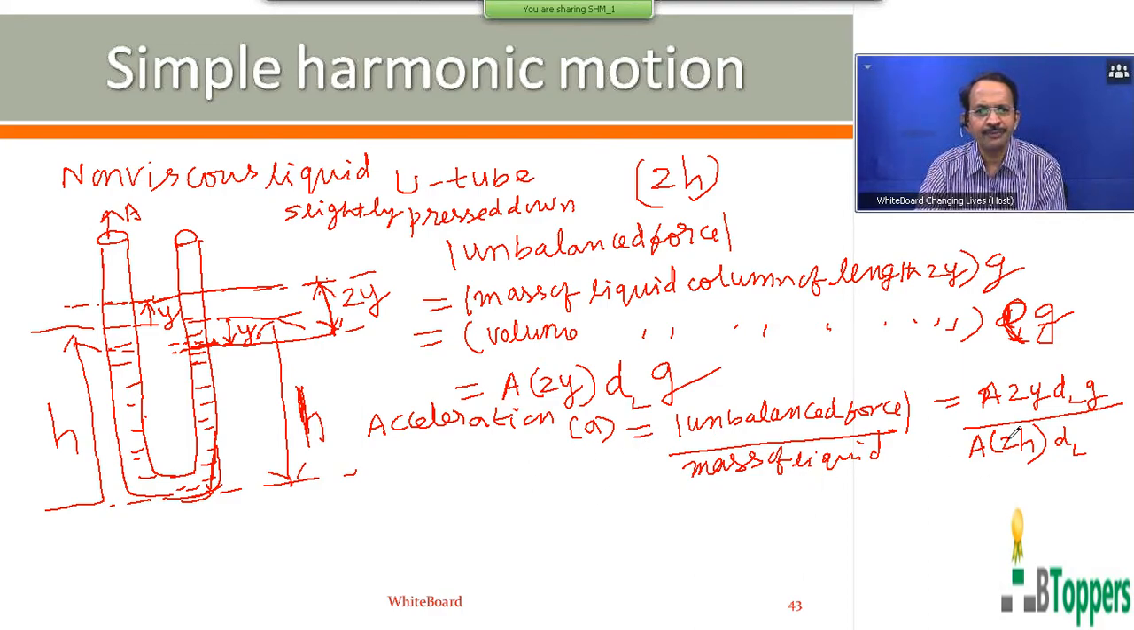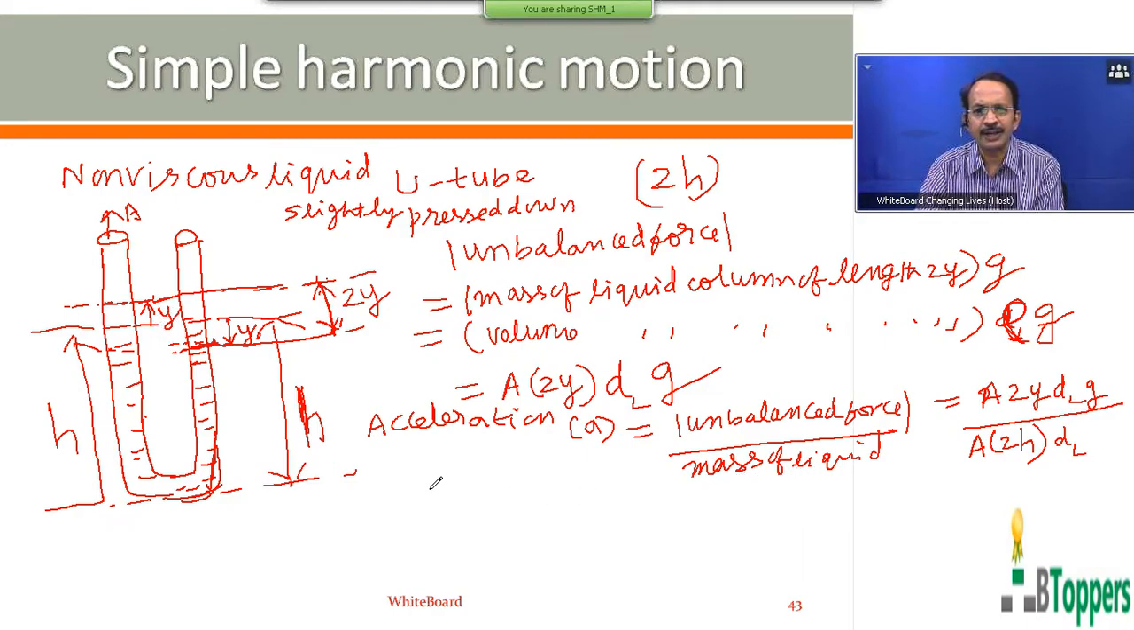So the magnitude of the acceleration: from this, A gets cancelled, dl gets cancelled, and you get y g by h. For the liquid particles in the left limb, the displacement from equilibrium position is in the upward direction, but acceleration will be directed downwards because the weight of the liquid column of length 2y acts downwards. That means the acceleration will be opposite to the displacement y from equilibrium position.